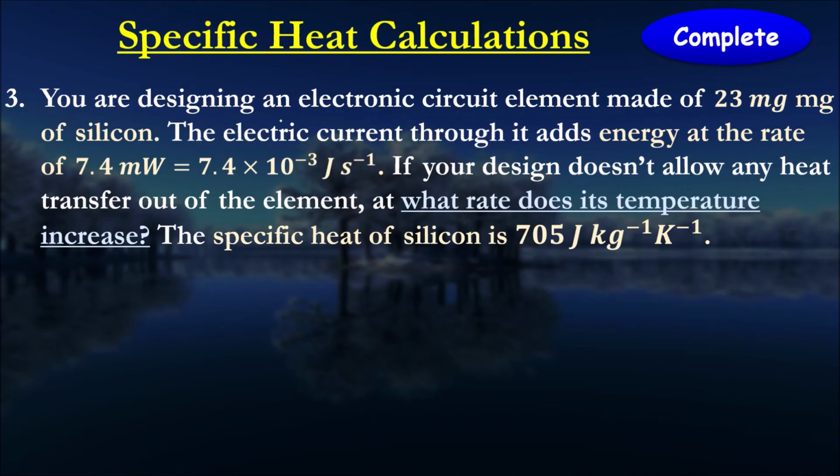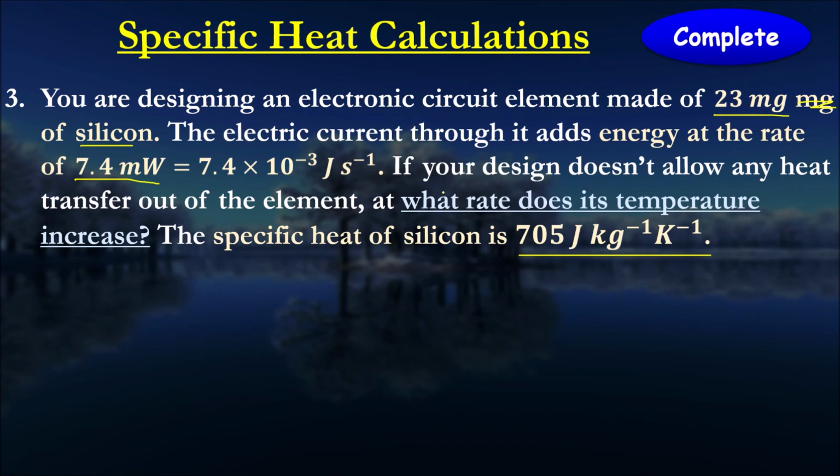Alright, question 3. You're designing an electronic circuit element which has 23 milligrams of silicon. The electric current through it adds energy at a rate of 7.4 milliwatts, which is joules per second. Your design doesn't allow any heat transfer out. What rate does the temperature increase by if we have a silicon element of that specific heat capacity?